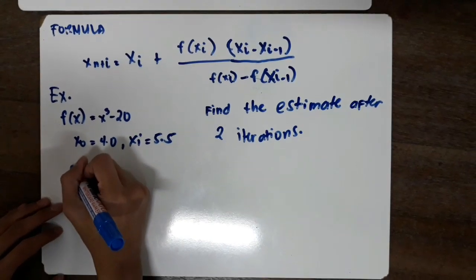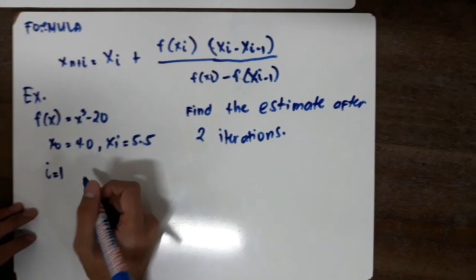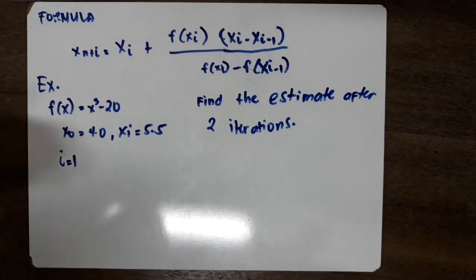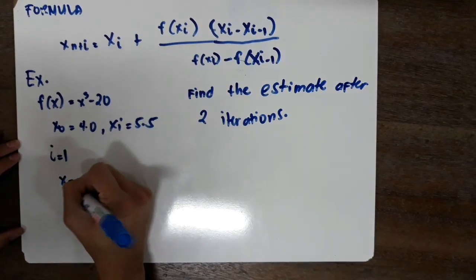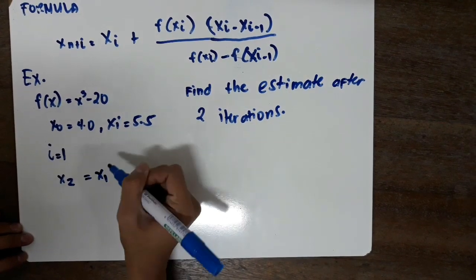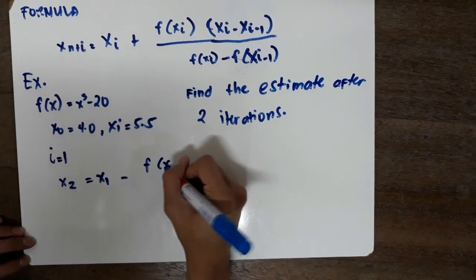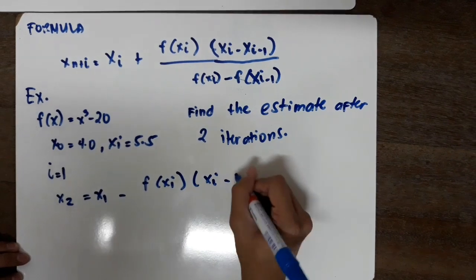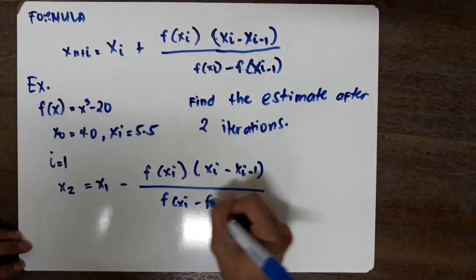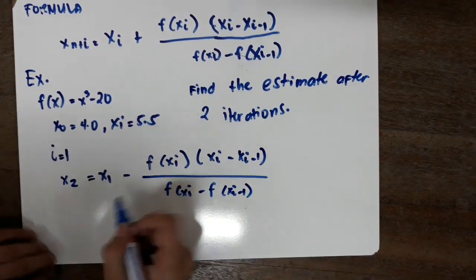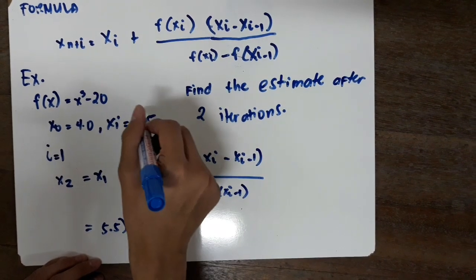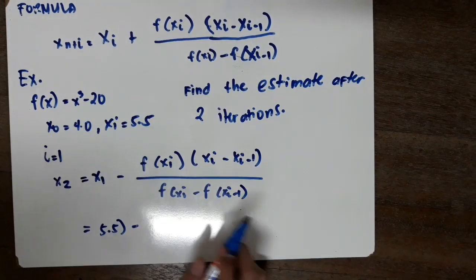Since our i is always equal to 1 for the initial, we're going to find x sub 2. So we have x sub 1 and 5.5. So x sub 2 is equal to x sub 1 minus f of x sub i times x sub i minus x sub i minus 1 over f of x sub i minus f of x sub i minus 1. The value for x sub 1 is 5.5. Then substitute the 5.5 into the equation here.